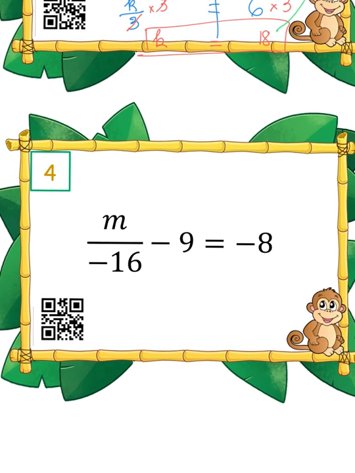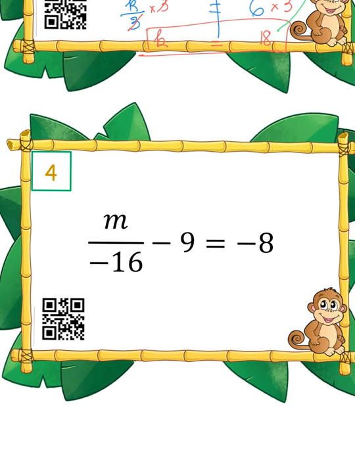Number 4. m divided by negative 16 minus 9 equals negative 8. So the first step we're going to do: draw the line, take away the constant, get rid of the constant. So it's minus 9. What is the inverse of subtraction? Addition. So you add 9 on both sides. Whatever you don't use, you bring it down.